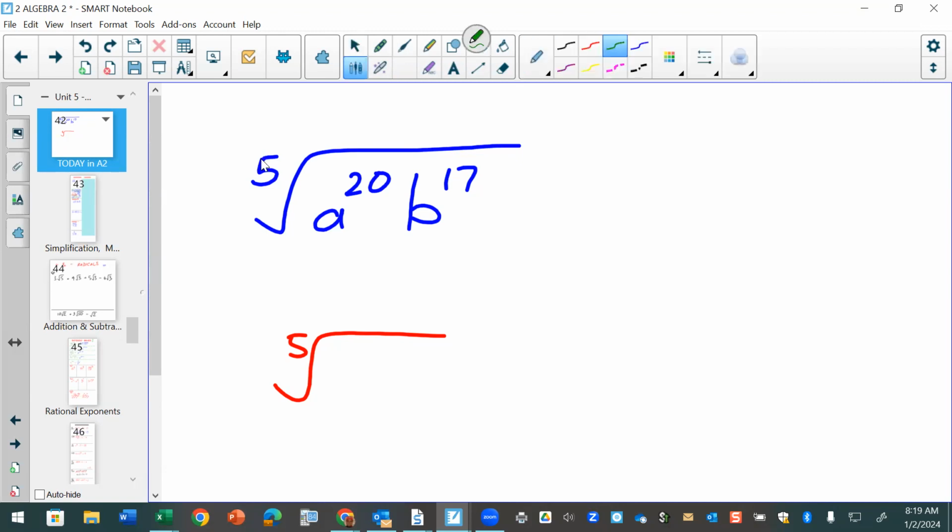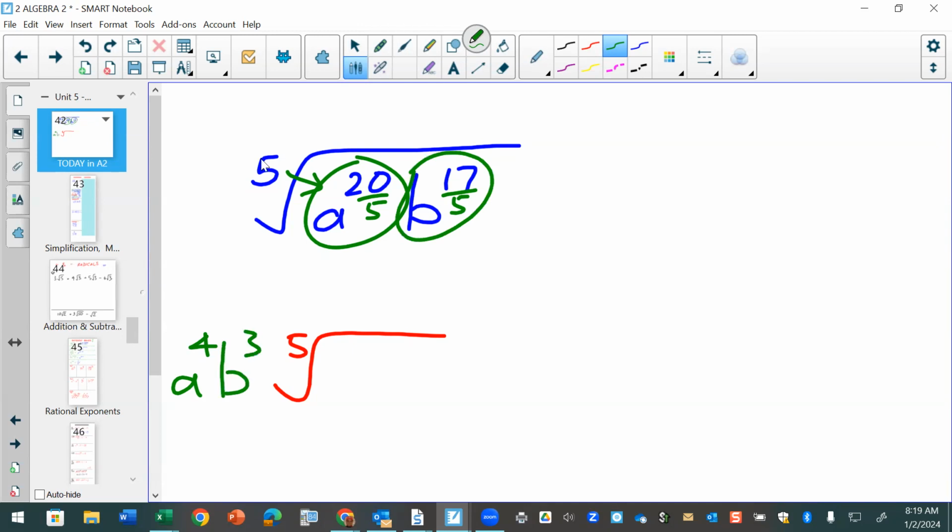Check yourself. Did you put the 5 here and here? Hope so. Okay. Whole number 20 divided by 5 is 4. Pull 4 out. And any leftovers went in clean, no leftovers. Okay, how about 17 divided by 5 is 3. So 3 come out.